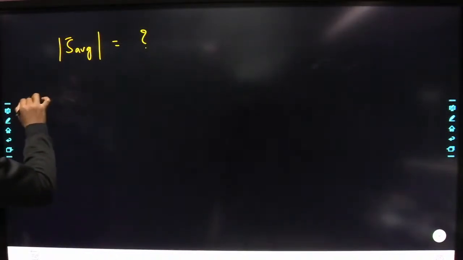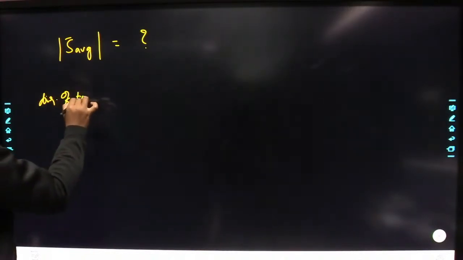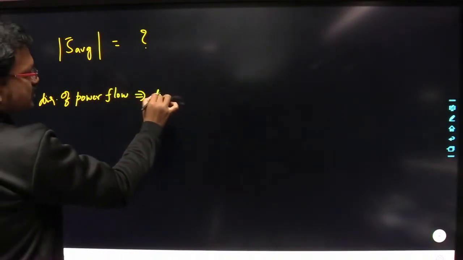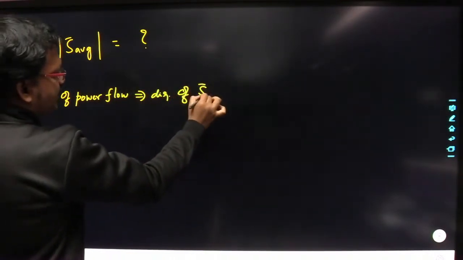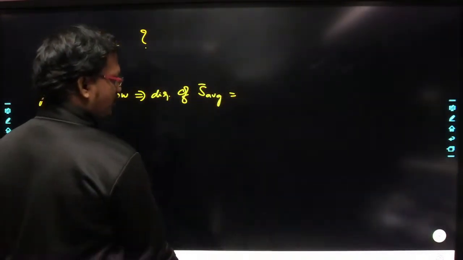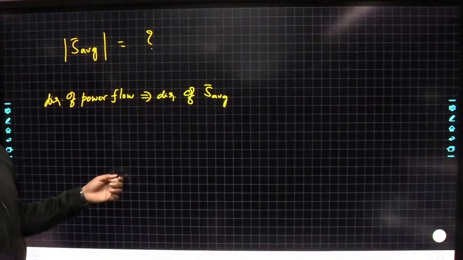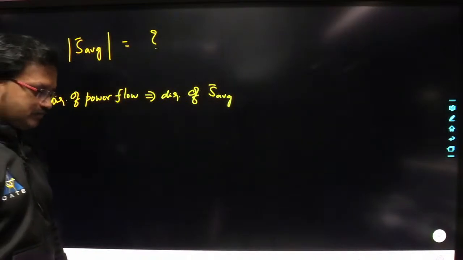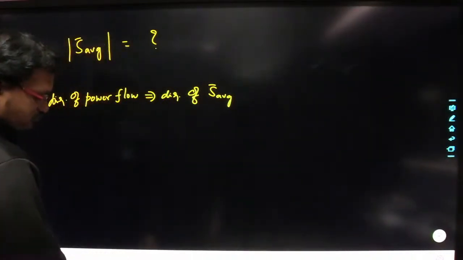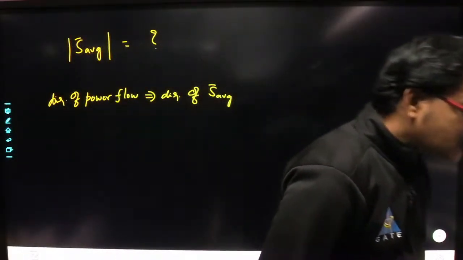And the direction of power flow is nothing but what? Is nothing but direction of what? Direction of S average, isn't it? So direction of power flow is nothing but direction of S average. So what is the magnitude of S average here? What is the magnitude of S average?